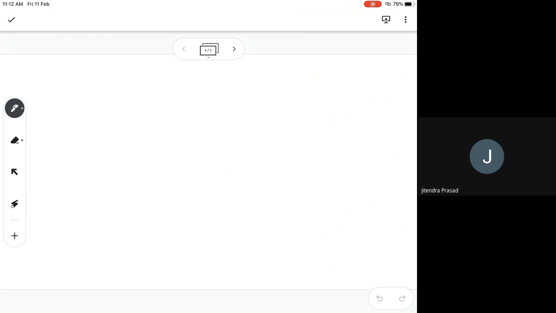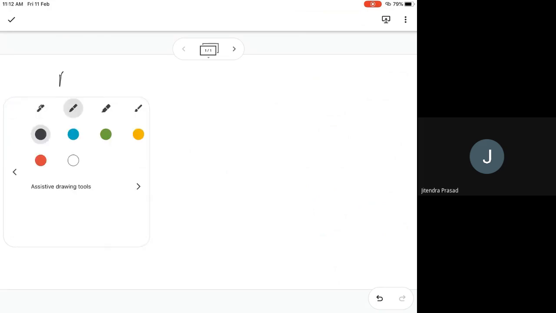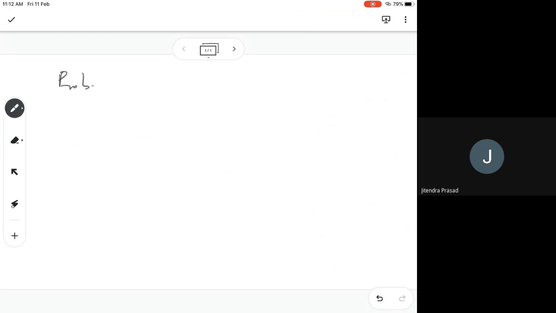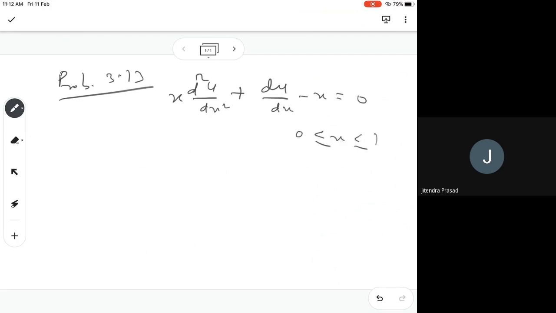You are saying problem 3.13. Okay, and what is given is x d square u over dx square plus du over dx minus x equal to 0, over 0 to L, and subject to u(0) equal to u(1) equal to 0. That's what it says, right? So now we have to find the weak formulation.